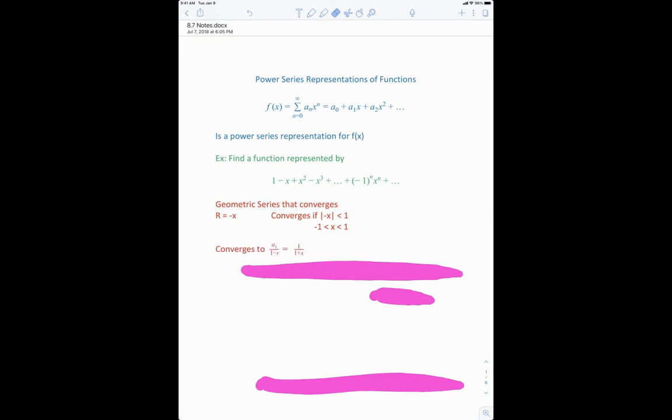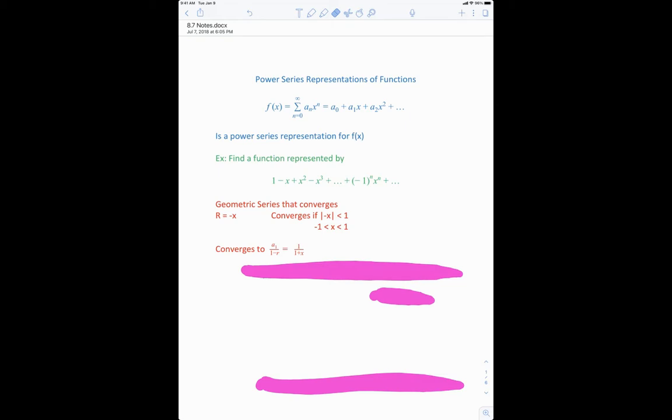If you notice, this is just a geometric series, right? We're multiplying by negative x every time. So that means the common ratio r is negative x. So that means it's going to converge if x is between negative 1 and 1. We've learned that a geometric series converges if its common ratio is between negative 1 and 1. Because we know it converges under those conditions, we actually know what it converges to. It converges to the first term over 1 minus the common ratio, something we learned at the beginning of this chapter.